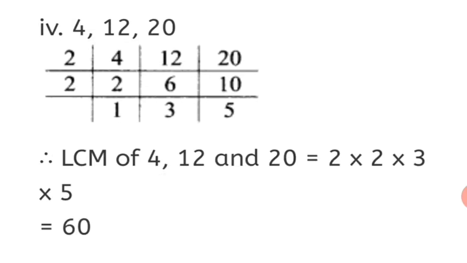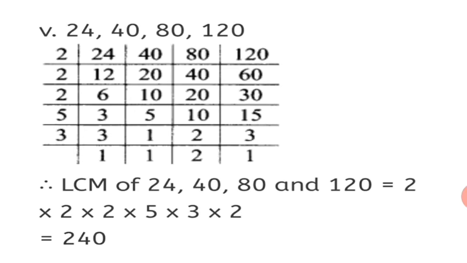Fourth sum, 4, 12, 20. 2 2s are 4, 2 6s are 12 and 2 10s are 20. Again these numbers are divisible by 2. So 2 1s are 2, 2 3s are 6, 2 5s are 10. Therefore LCM of 4, 12 and 20 is equal to 2 multiplied by 2 into the bottom row, 3 into 5. This gives us 60.